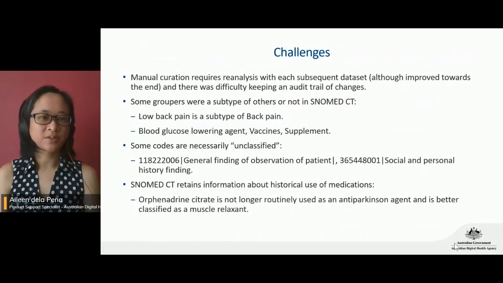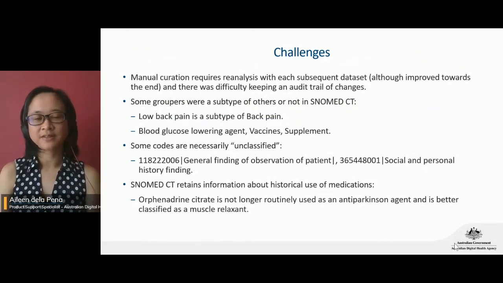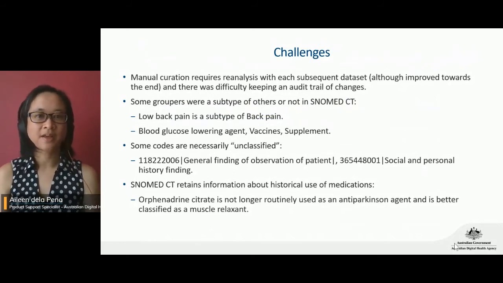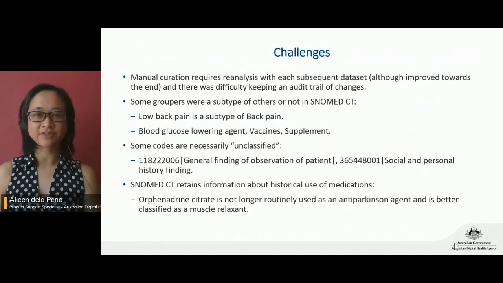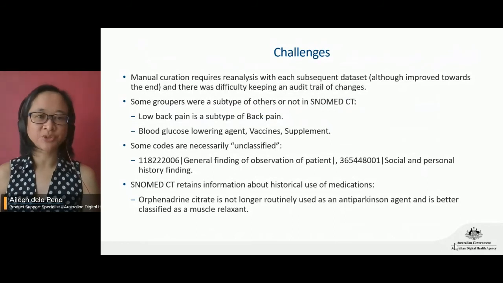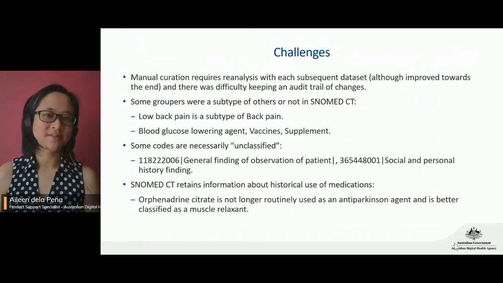Also, some categories were not available in SNOMED, and this affected the medications, such as blood glucose lowering agent. So these had to be manually created and linked to individual substances. Also, we found that some codes were not able to be characterized at all or fell out of scope for this project, for example, a general finding or an event such as a fall. These did not describe medical conditions.